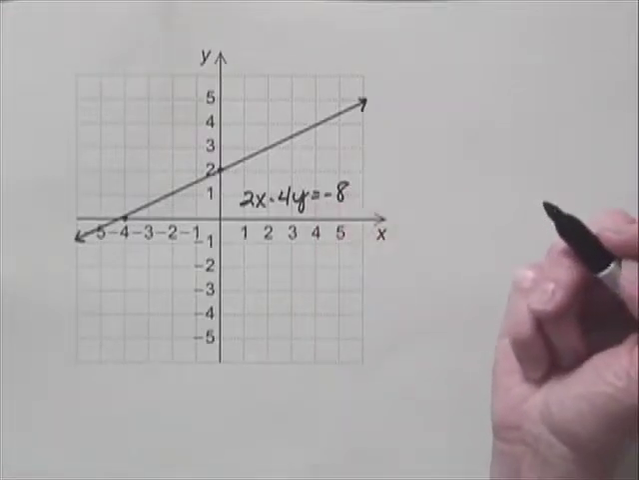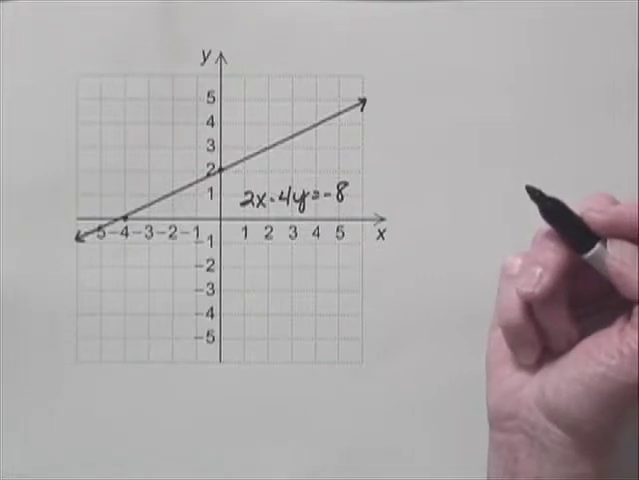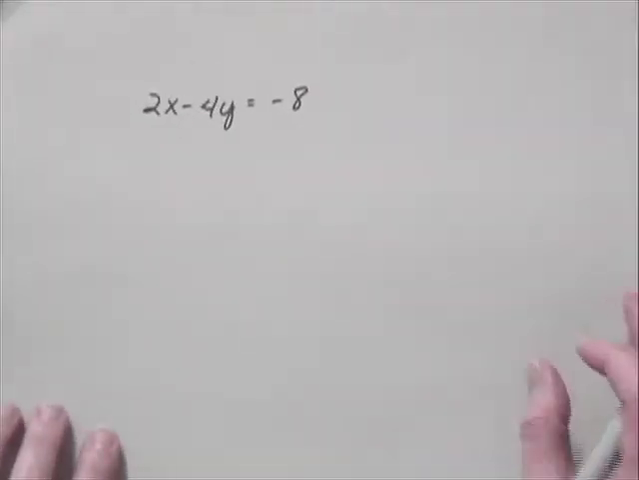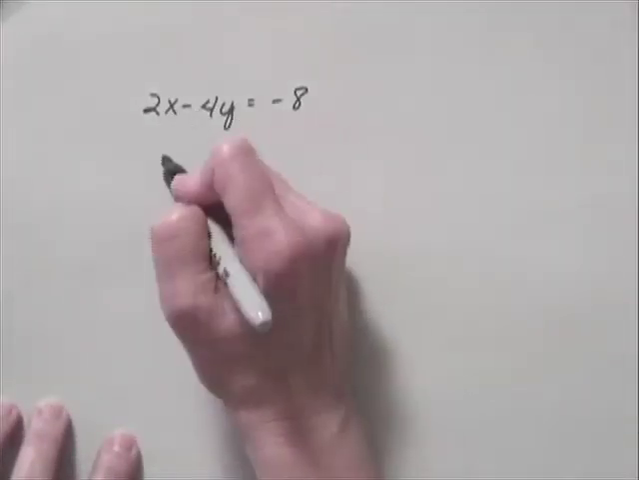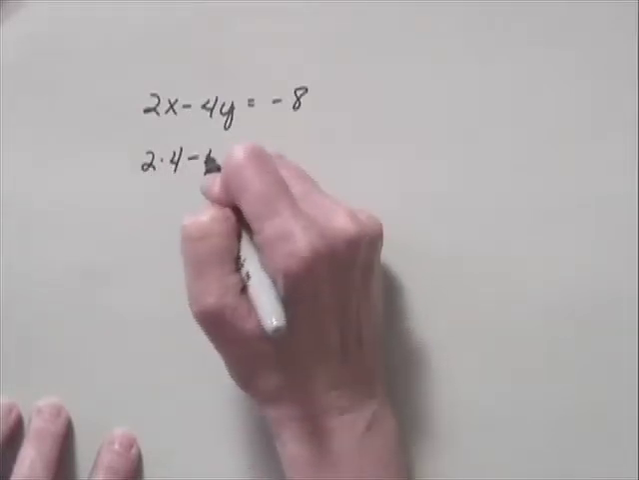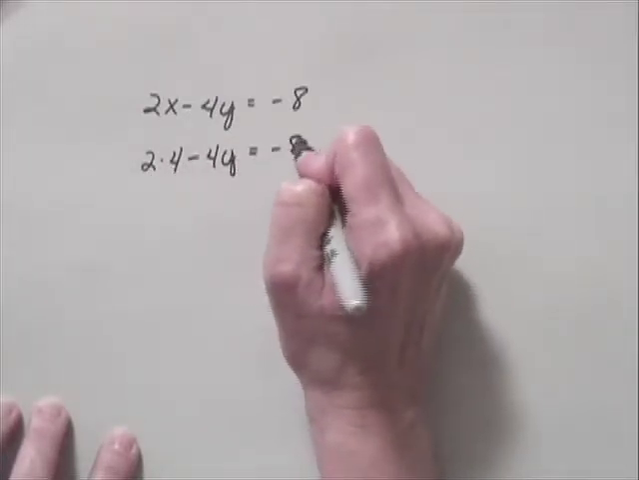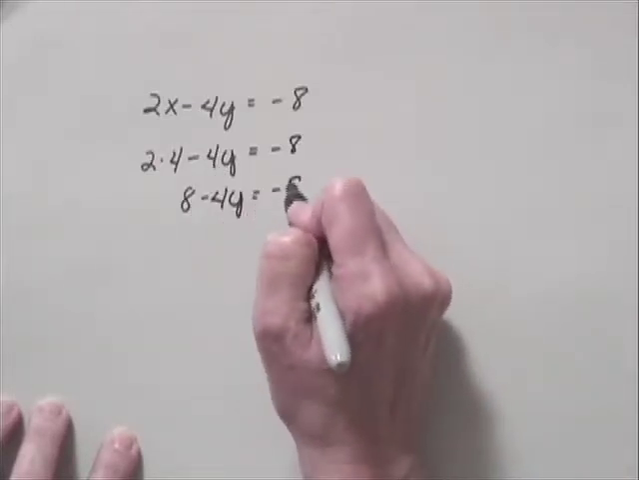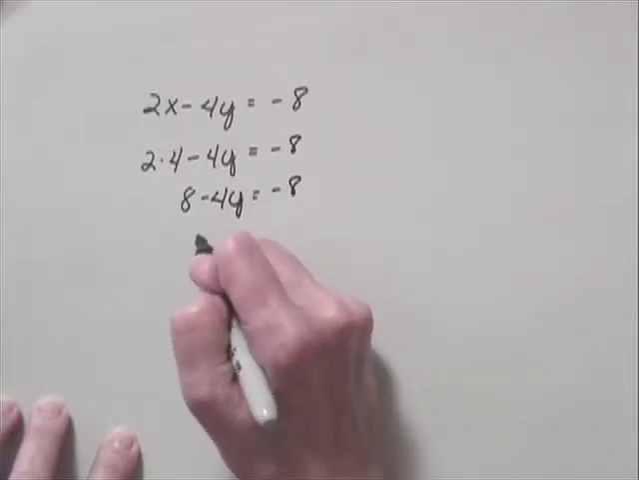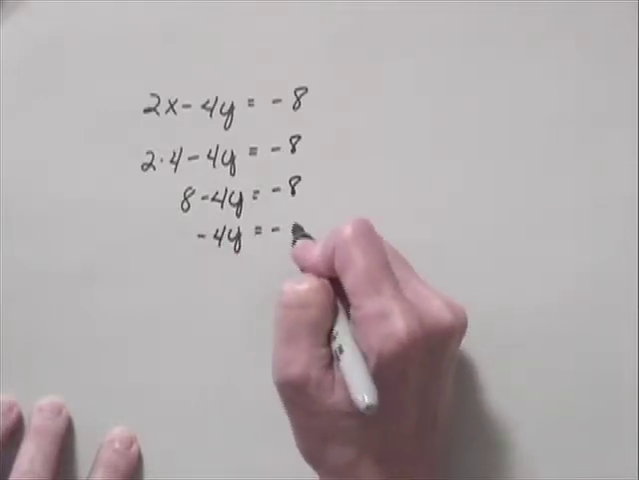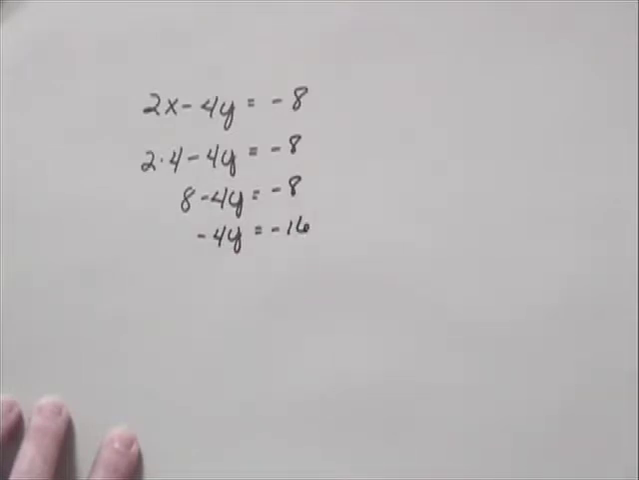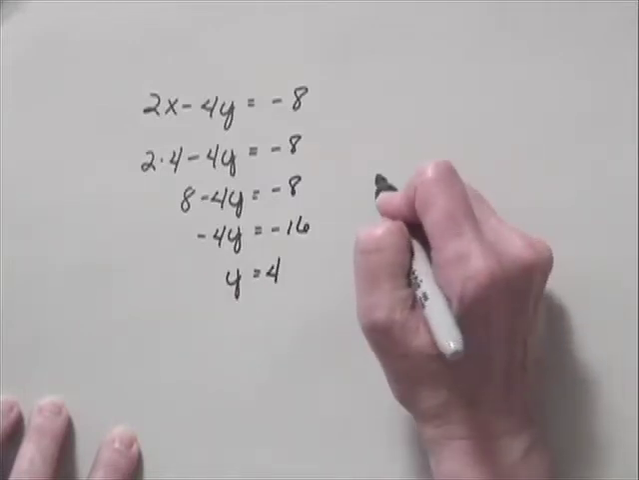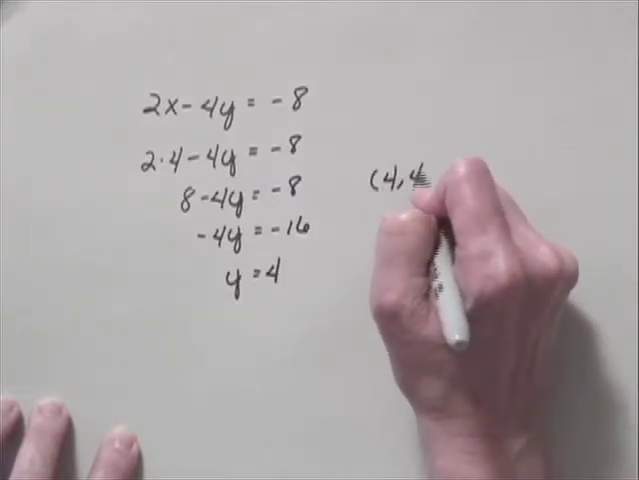And now let's find a third point as a check that we've graphed the equation correctly. Let's go back and let x equal 4. When we do that, we have 2 times 4 minus 4y equals negative 8, or 8 minus 4y equals negative 8. If I subtract 8 on both sides, I have negative 4y equals negative 16, and then divide by negative 4 on both sides, and we have y is equal to 4. So this tells us that another point on the graph is the point 4, 4.